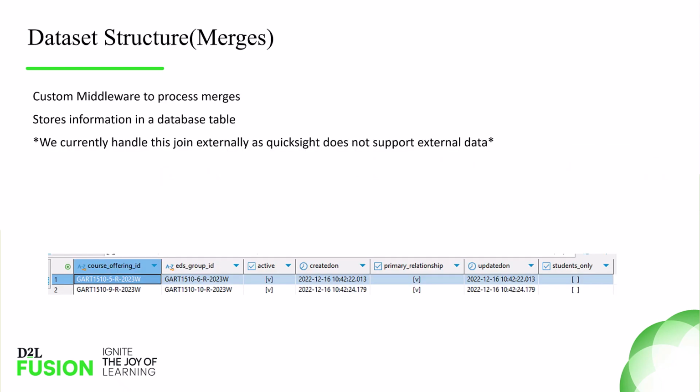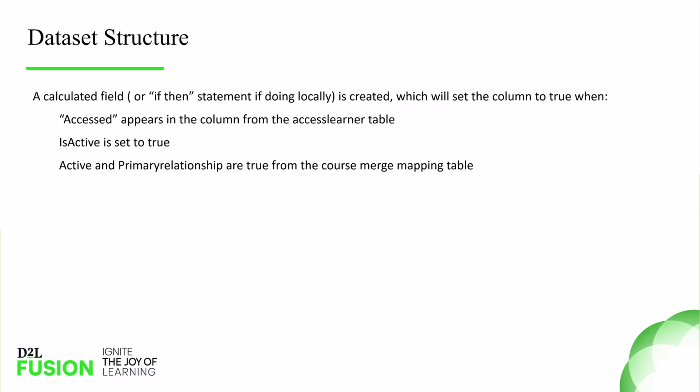So our course merges are handled by a custom middleware, which tracks merges in a database table. We do use this table to track offerings that have merged and flag them accordingly. Our definition of primary relationship are merges used for grading. For example, section 2 gets folded into section 1. Non-primary is typically used for club sites and organizations sites.